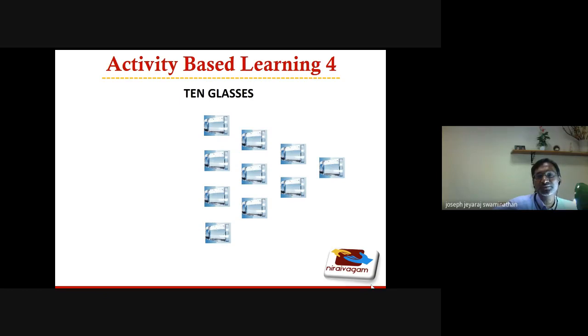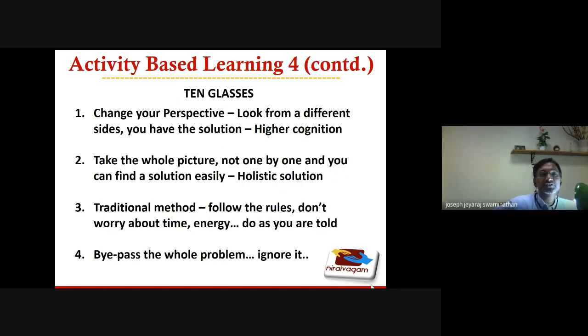Please go to the next one. Next slide, please. So change your perspective, look from a different angle, and you have the solution. This is the higher cognition. Now, the next one is: take the whole picture, not one by one, and you can find a solution easily.